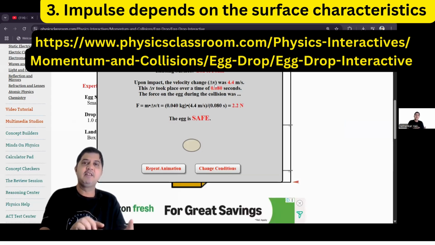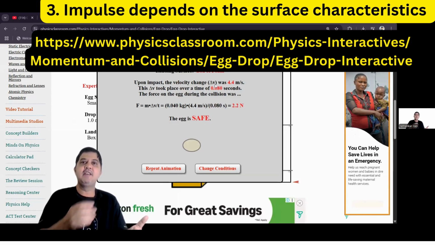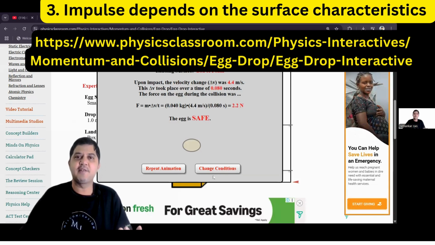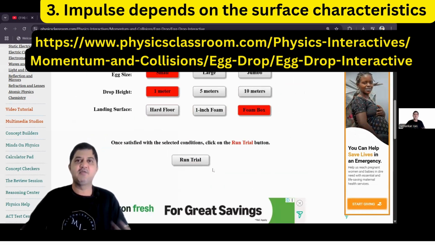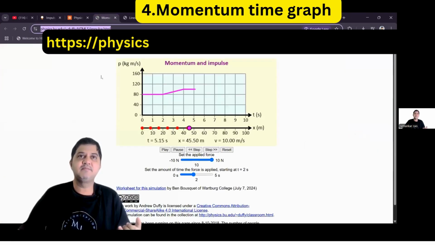If you calculate that one, then automatically F into delta T will give you change in momentum, and then you can divide that by the mass to get the velocity. Like this, you can show several such conditions, and you can ask the students what happens. Okay, let me go on to the next one.